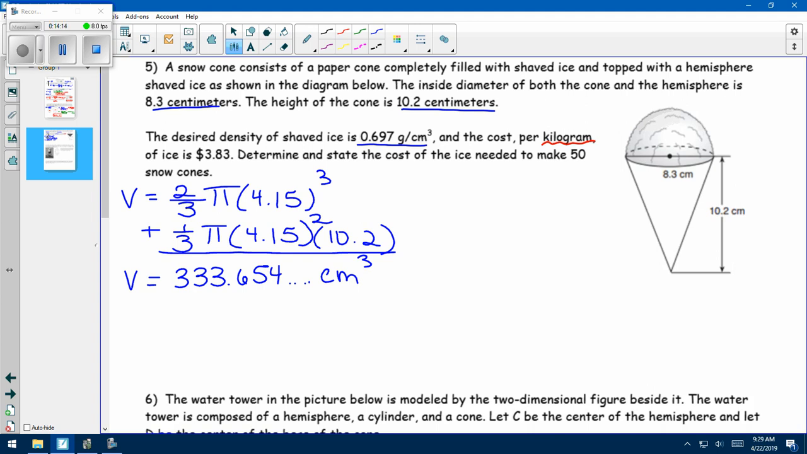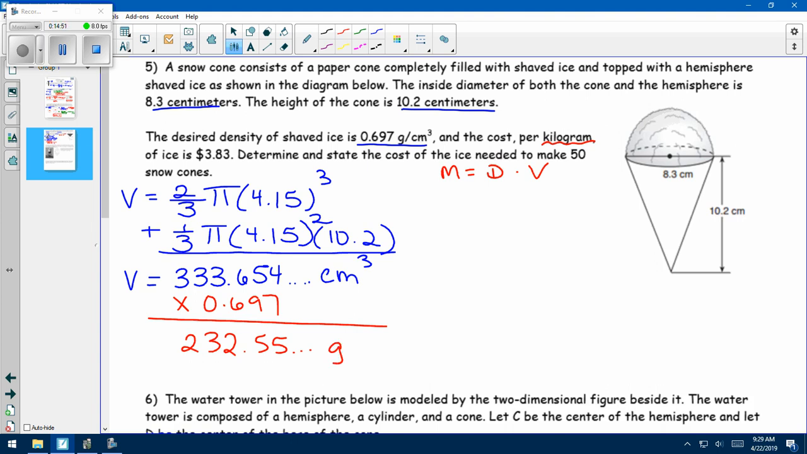Okay. Now that I have that information, I can calculate the weight in grams of a snow cone based on that density component. So if I take this volume, and remember that the mass is equal to the density times the volume, we know the volume, we know the density, so take that and multiply it by 0.697. That's going to tell you the weight in grams in this example. So if I do that multiplication, we get 232.55, and again, it's not my final answer yet, so it's that many grams that we get from multiplying that by the density. Okay.